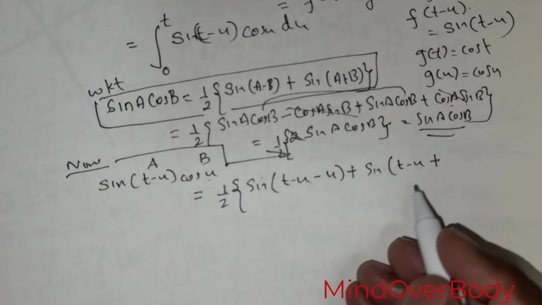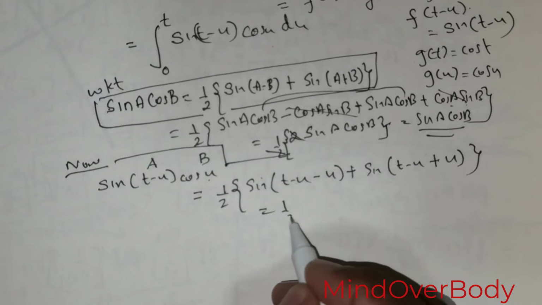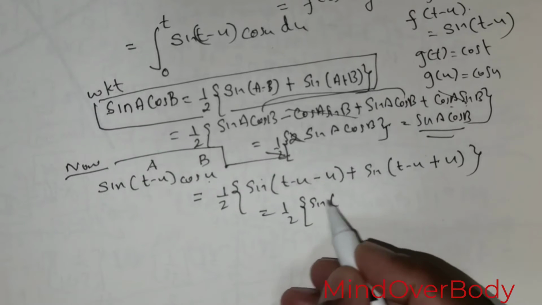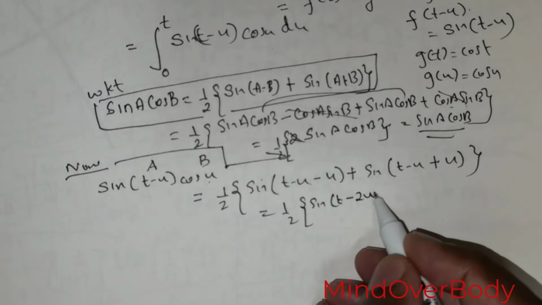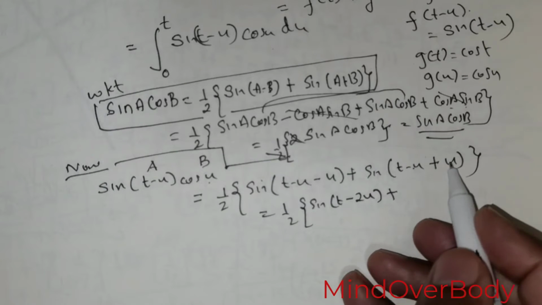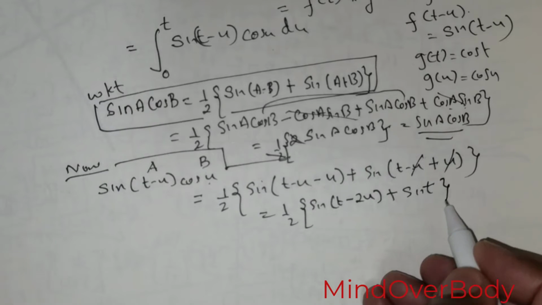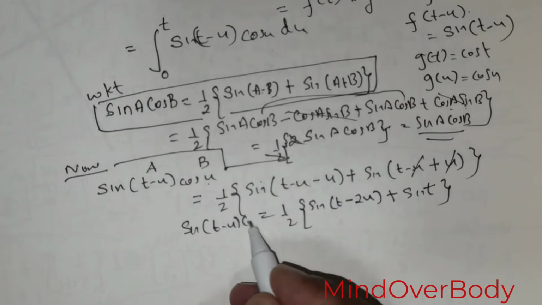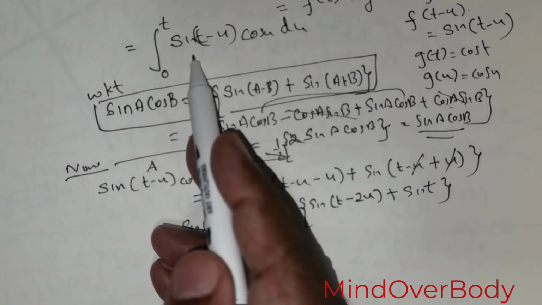So let me have it like this, my b is u. So this is going to be rewritten as 1 over 2 times sine of t negative 2u, positive u negative u, this can be cancelled, giving you sine of t. So wherever I see sine of t minus u times cos of u, I'm going to replace this. So let's go over here.